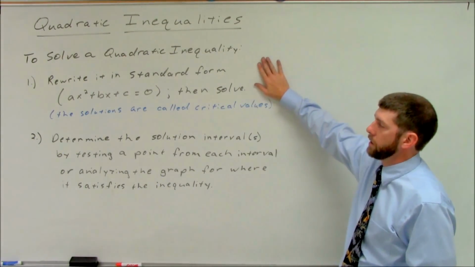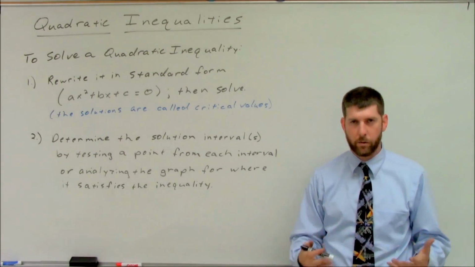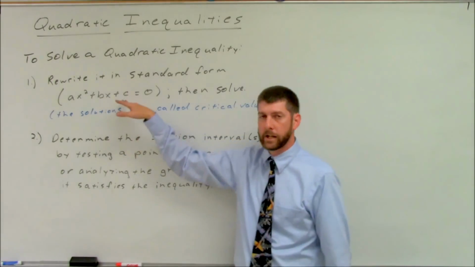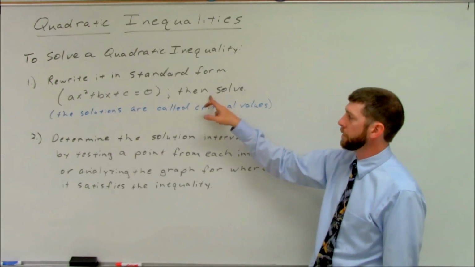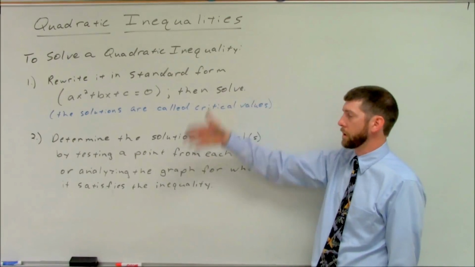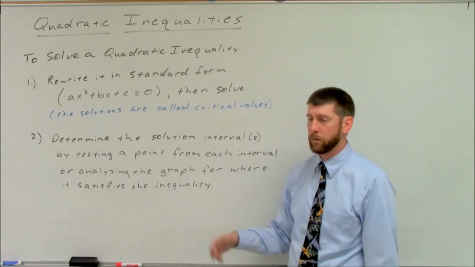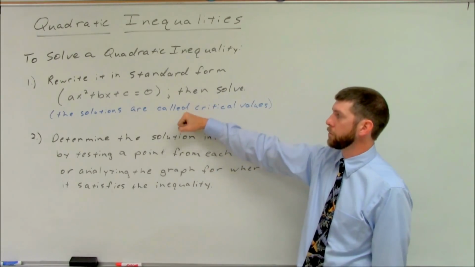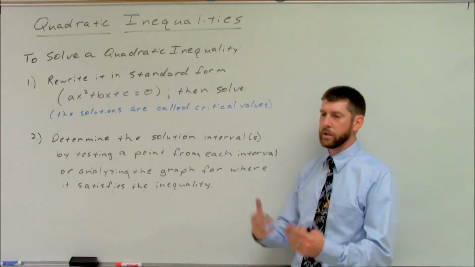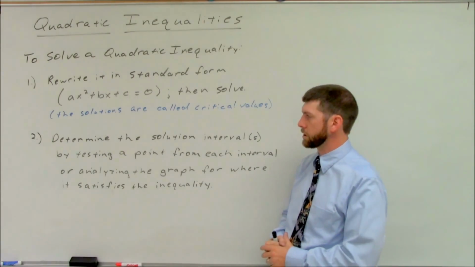So here we have the steps for solving a quadratic inequality, very similar to solving a quadratic equation. First thing you're going to do, rewrite it in standard form, so get it equal to 0. Then you just solve. You solve either by factoring, by square roots, by quadratic formula, by completing the square, whatever technique you want to solve that quadratic. When we solve, we're finding what are called the critical values, and that's where we change from less than to greater than. That's where the inequality stuff starts to come in.